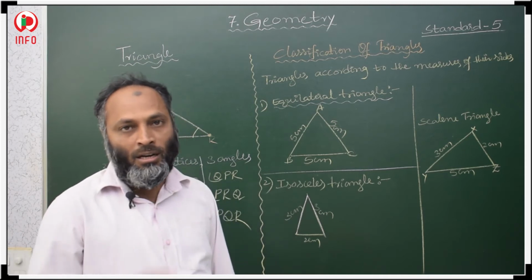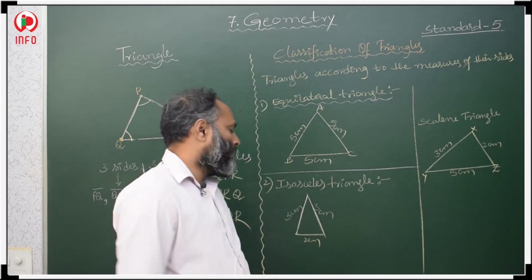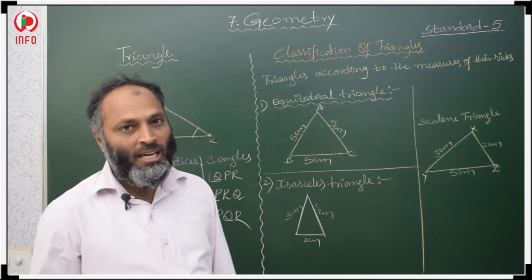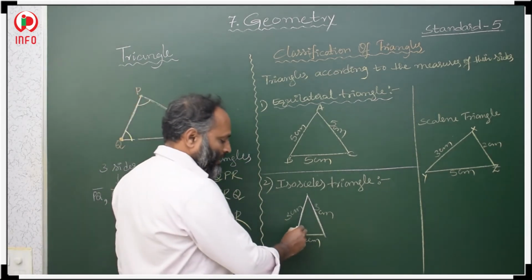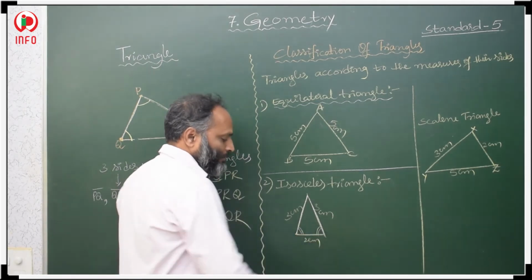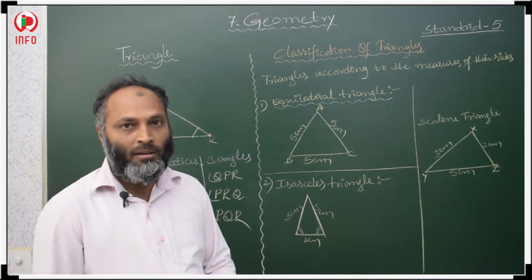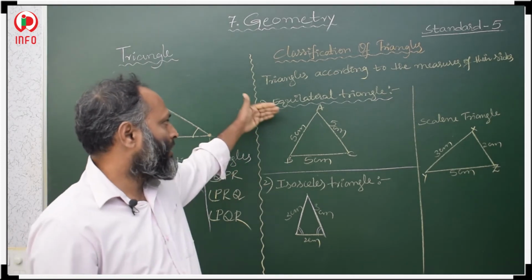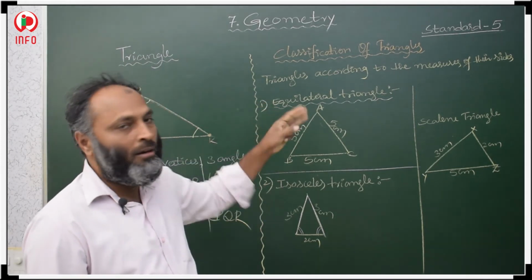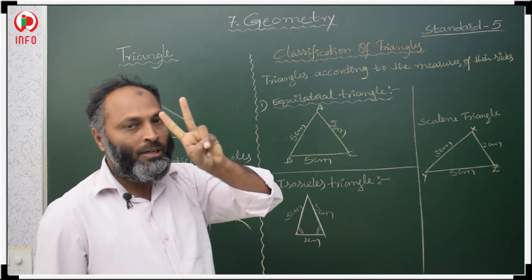In an equilateral triangle, all the three sides are equal and three angles are equal. In an isosceles triangle, two sides are equal and their corresponding angles are also equal. So this angle is equal to this angle. This is the difference between equilateral and isosceles triangle. In equilateral, all the three are equal. In isosceles, only two are equal.